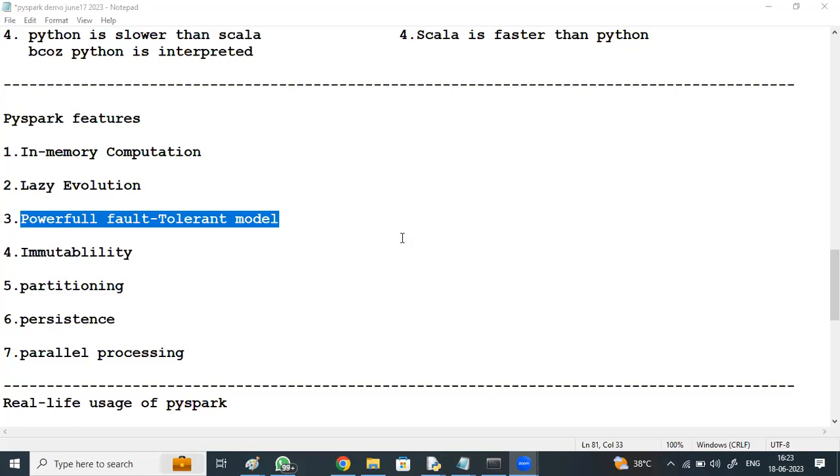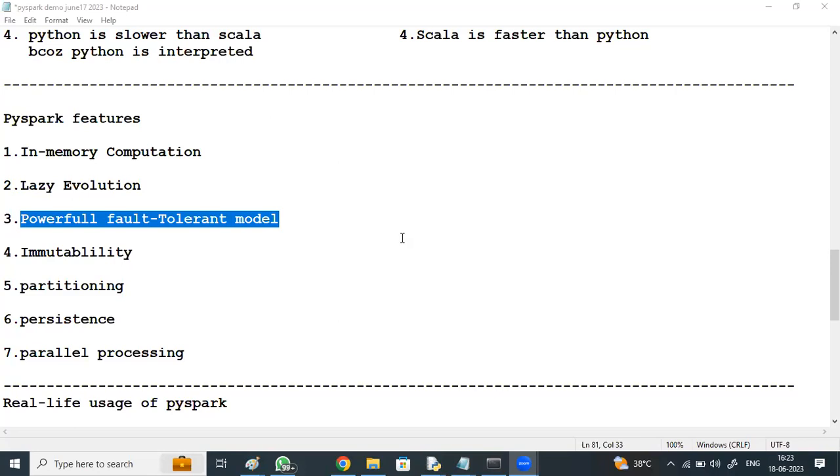I'll be discussing this with multiple examples, because persistence is an important feature of PySpark. Persistence and in-memory computation are the two important features of PySpark, which you won't see even in Hadoop.